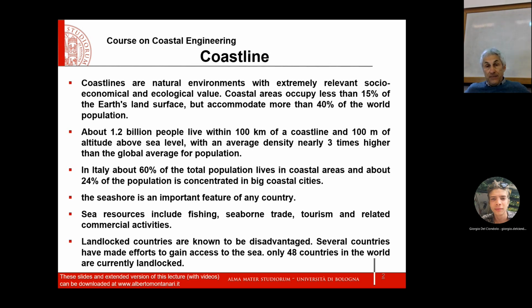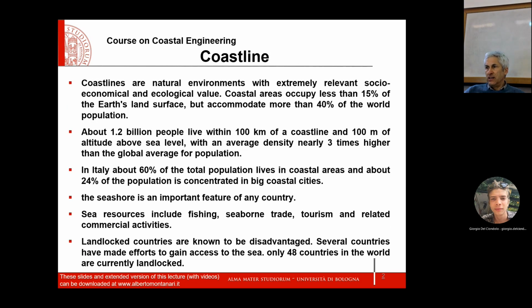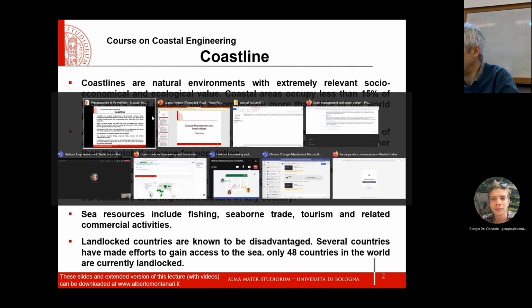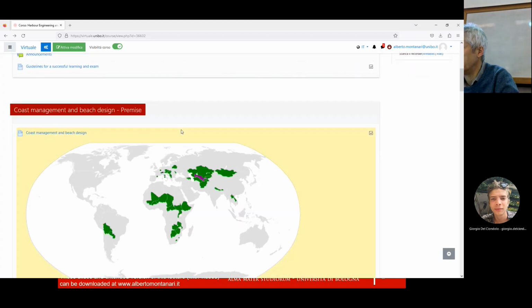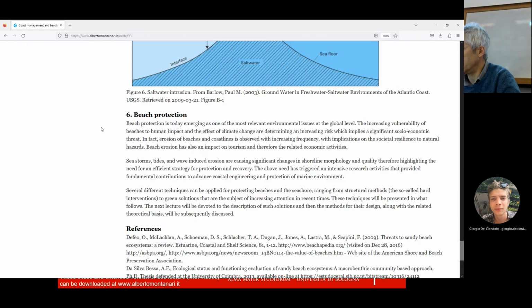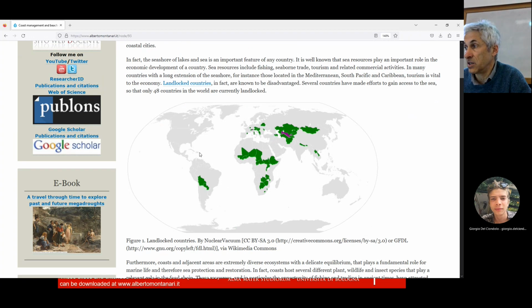And in fact, landlocked countries are known to be disadvantaged. In the current configuration of countries, only 48 countries in the world are currently landlocked. Let me check if I have it in the slides, probably not, but I have a map on the website. Here it is. Let me get it on the website. Just 1 second. Here we are. And here there is a map of the landlocked countries. They are 48. And they are known to be, as I said, disadvantaged.